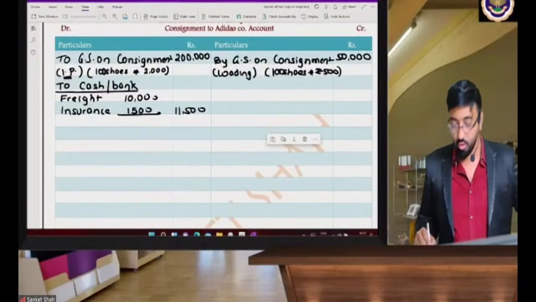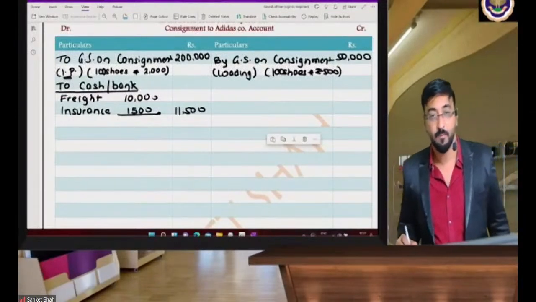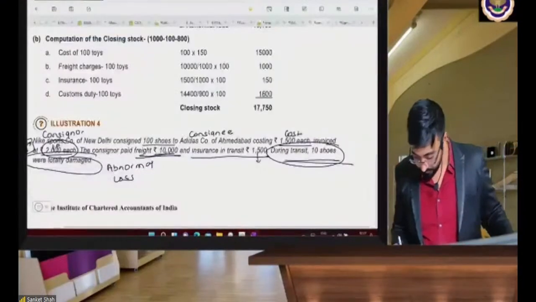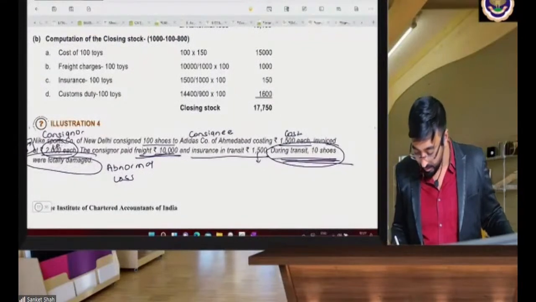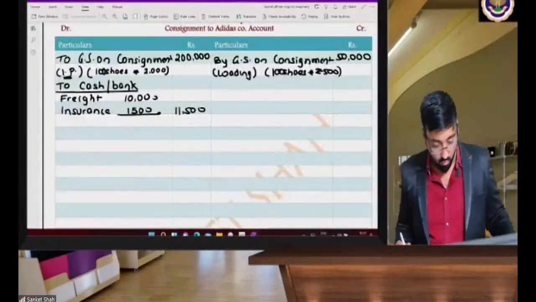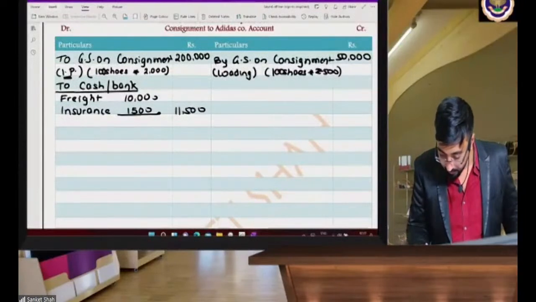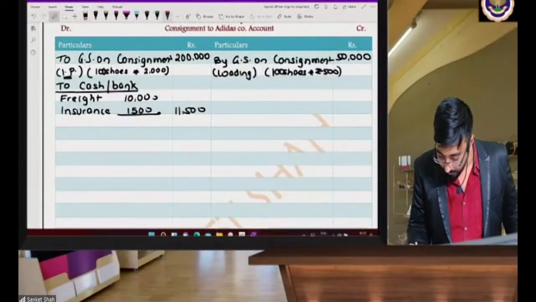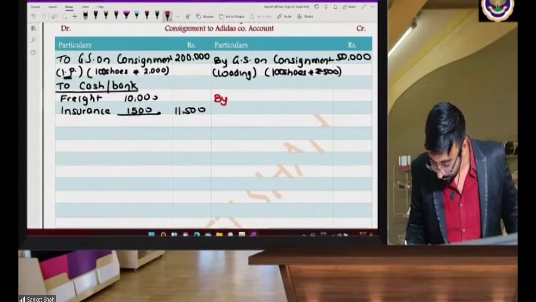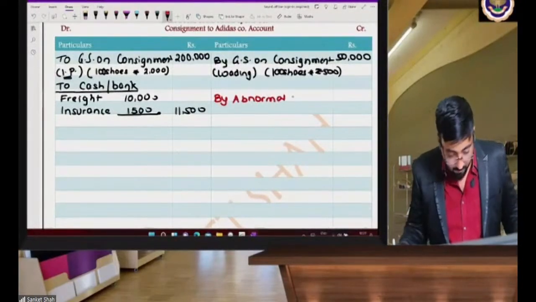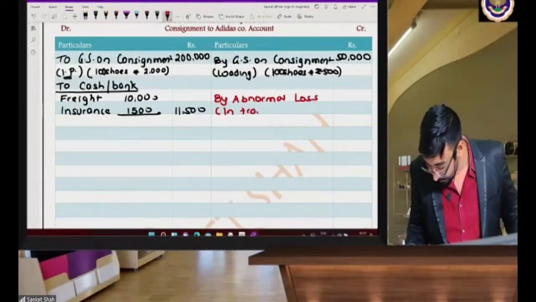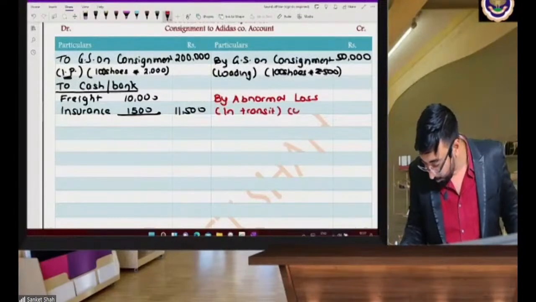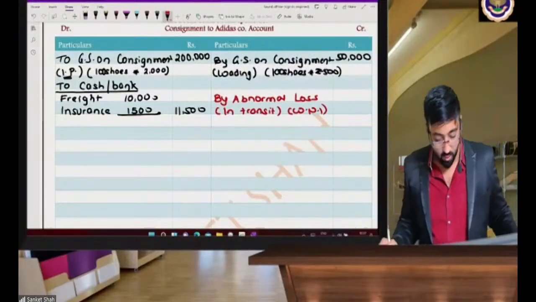Okay. So to cash or bank, freight and insurance. During transit, 10 shoes were damaged. Oh, so write down by red pen, after one line, by abnormal loss in transit. And for that, we need working note number 1.